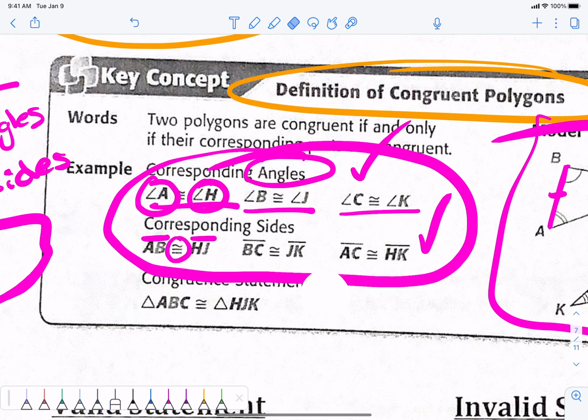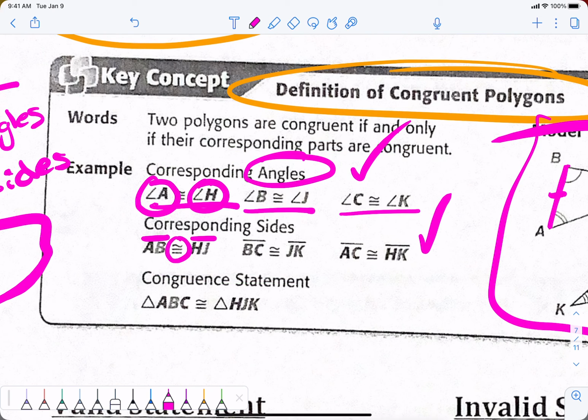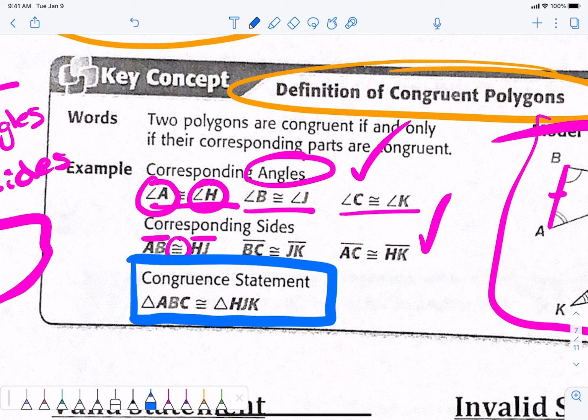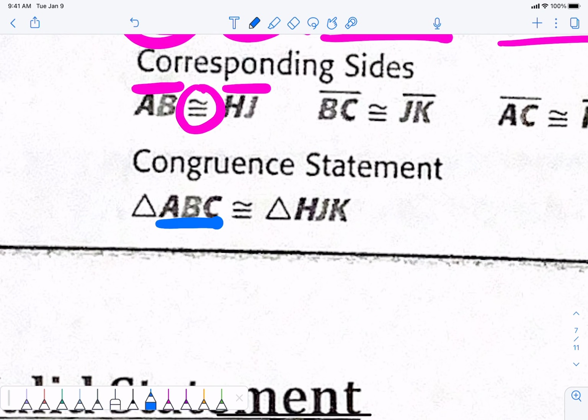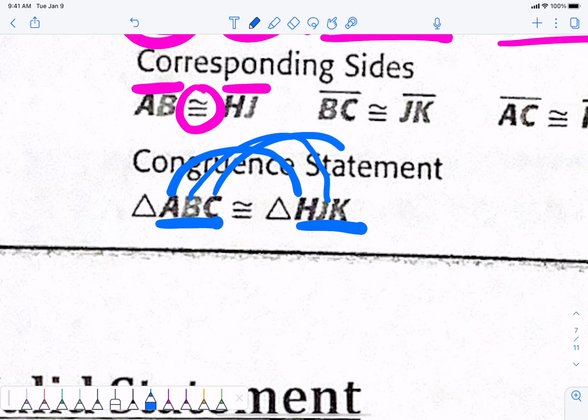And as soon as we have all 6 of those things taking place, we write out a congruence statement. Circle that, put a box around that, something like that. They will ask for something called a congruence statement, okay? And when we write out a congruence statement, we say triangle this thing is congruent to triangle this thing, okay? And what you want to make sure is that you put them in order. So A matches up with H, B matches up with J, C matches up with K. And they have to go in that order, okay?